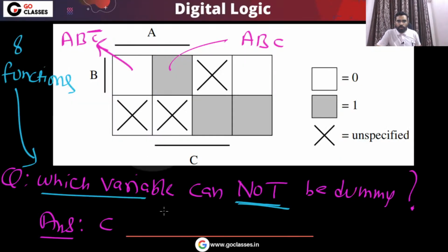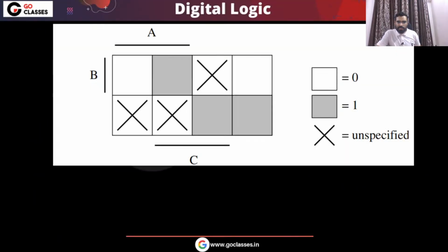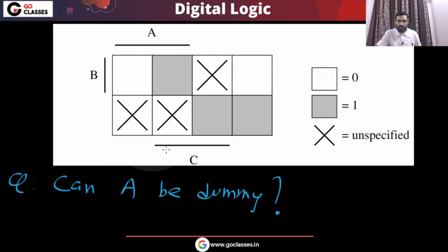Tell me, is it possible that A can be dummy? Can A be dummy? Okay, this is my question. Can you make A dummy? Just try to make A dummy. A dummy means, remember what this means?